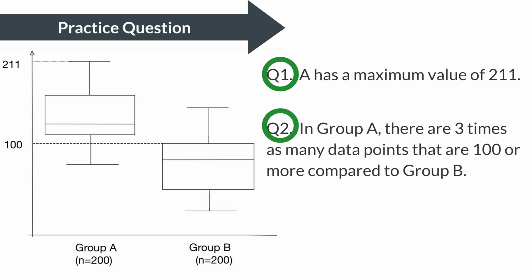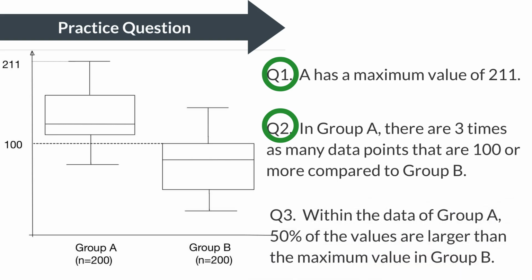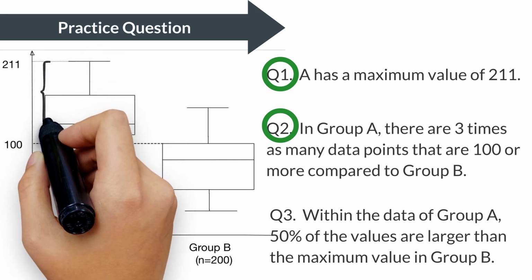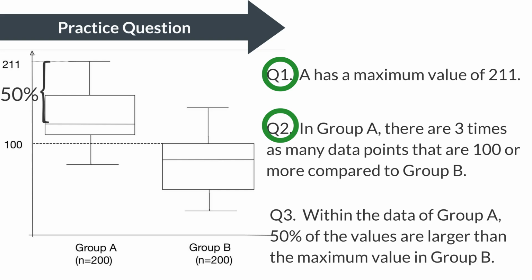The statement is: within the data of Group A, 50% of the values are larger than the maximum value in Group B. What's your assessment of this statement? Among the data in Group A, the upper 50%, above the median, can be seen as the range we're interested in. In Group B, where there are no outliers, the upper whisker represents the maximum value. Comparing the upper whisker of Group B with the upper 50% of Group A, we can see that the statement is false. How did you do?